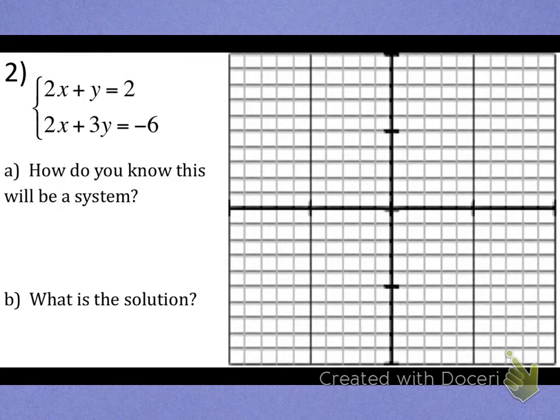Let's take a look at number 2. I threw some standard form at you. Hey-o. All right, standard form equations. Let's bring down this marker a little bit. All right. How do I know that this will be a system? That's the first question. How do I know that this will be a system? More than one equation.